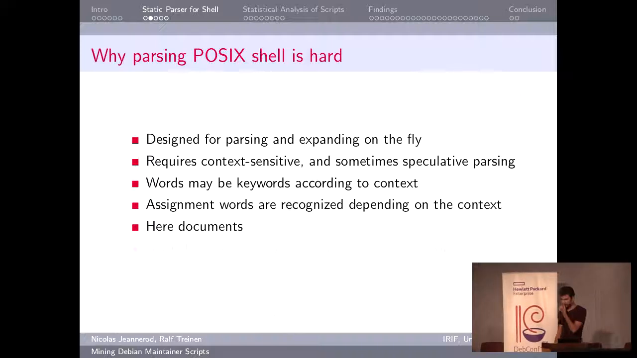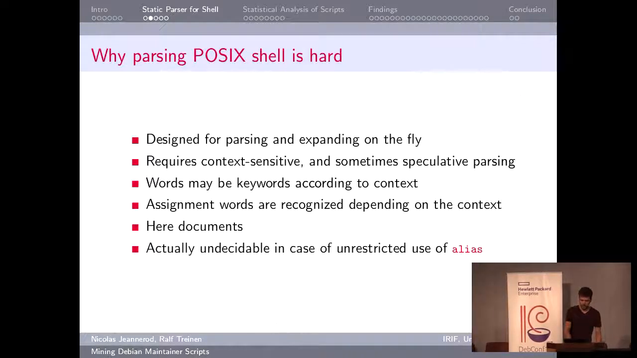And one specificity of POSIX shell is also these here documents. The difficulty about parsing here documents is that they are not local things. So first you parse a command, and when parsing that command, you discover that there will be a certain number of here documents that you will have to parse afterwards. And so you have to keep information about what you will need to do after parsing your command.